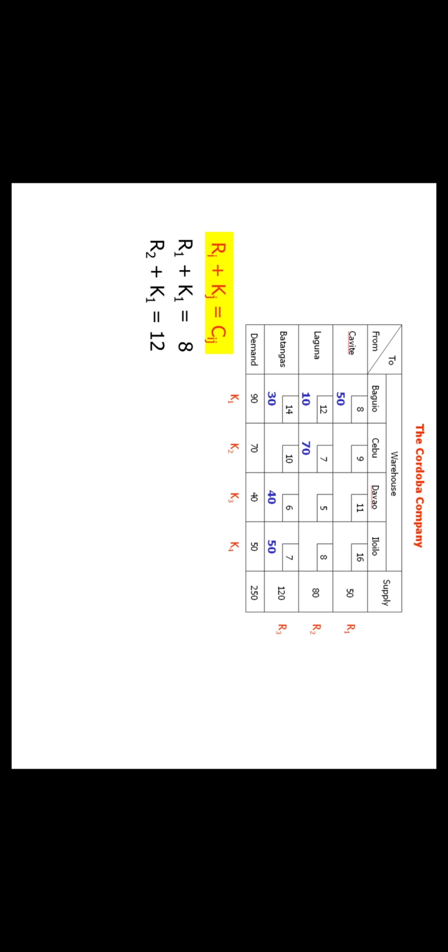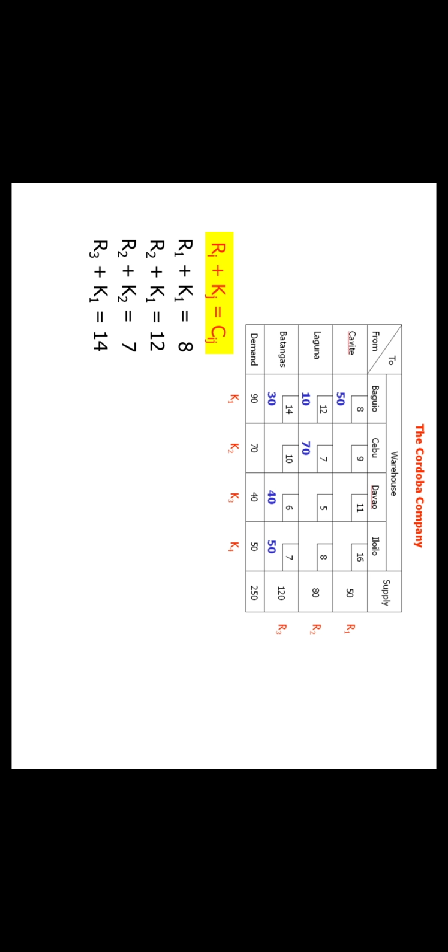Next is the used cell with the cost of 7. Row position is still at row 2, column position is now at column 2. So the resulting equation would be R sub 2 plus K sub 2 equal to 7. Next is the used cell with the cost of 14. Row position is now at row 3, column position is at column 1. So the resulting equation would be R sub 3 plus K sub 1 equal to 14.